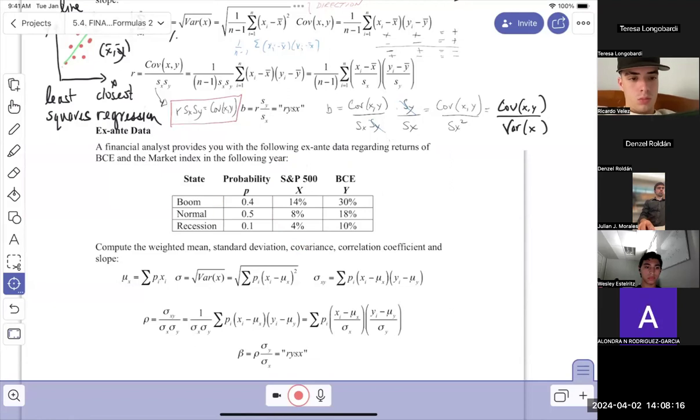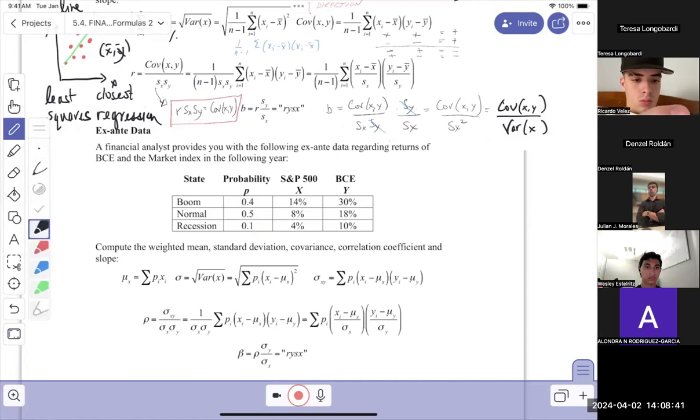3 possible outcomes have been determined. Either the economy will be in a normal state, there's a 50% chance of that happening, the market will be in an expansionary state with 40%, or the market will be in a recessionary state. These probabilities sum to 1. And we see the possible returns, or the returns that are estimated with these different states of the economy.